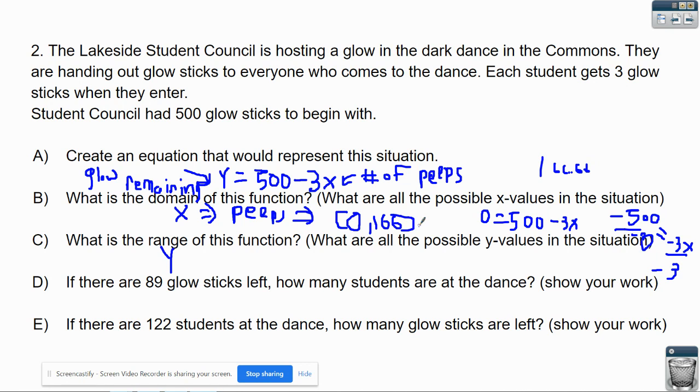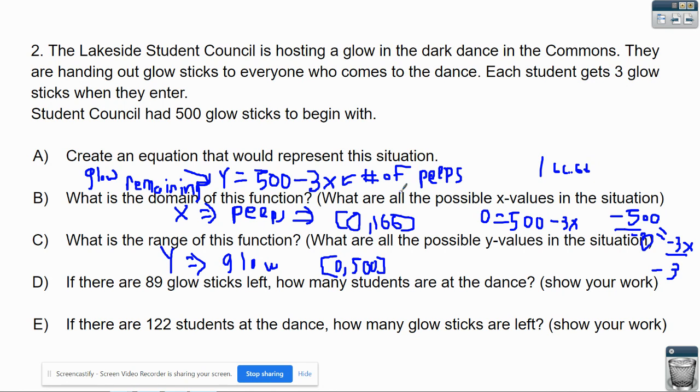Guys, what I'm looking for is understanding of what's happening. So if you're able to explain what's happening, then good for you. Okay? You're good. All right, now y in this case is glow sticks, and this one's actually a little easier here. What's the least number of glow sticks I can have is 0. That's correct. And the most number of glow sticks I can have is 500, which is what I started with. Usually, either domain or range, one of them is usually pretty easy, and then one of them you have to solve for, is usually how that works.